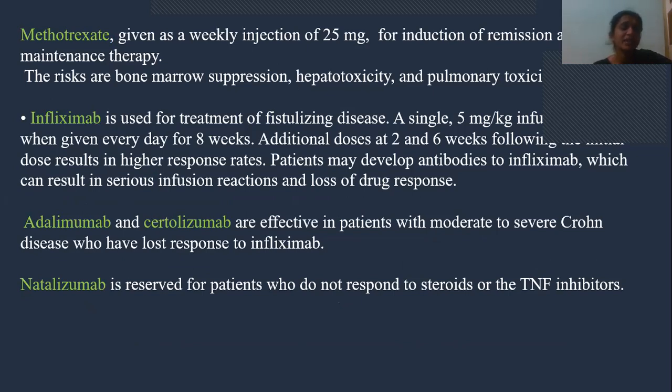So when we give methotrexate, what is the risk? There is a risk of bone marrow suppression, hepatotoxicity and pulmonary toxicity. So these are the risks when we use methotrexate. We have to check the LFT when we are injecting methotrexate, and also check whether there are any abnormalities or deviations in parameters like the liver function test and the pulmonary function test.